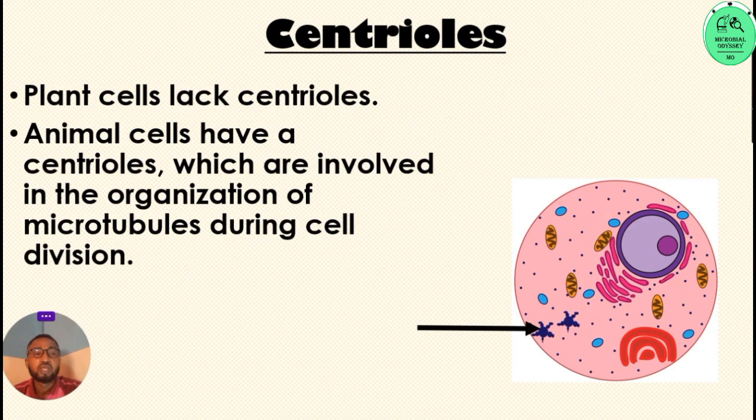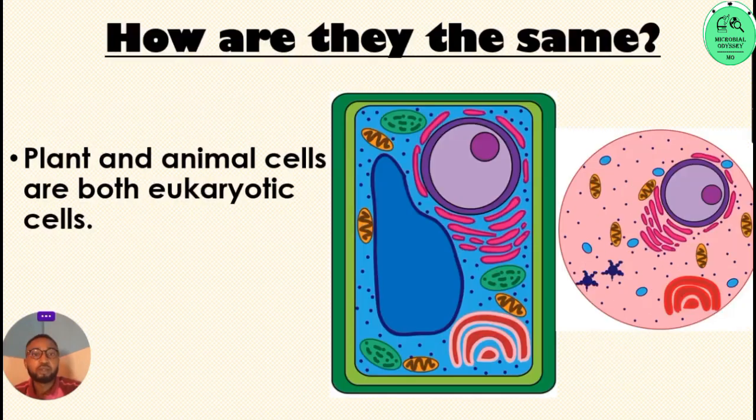They will have the centrioles. Centrioles are not present in the plant cells, but they are present in the animals. These are just structures that are involved in the animal cell during cell division.